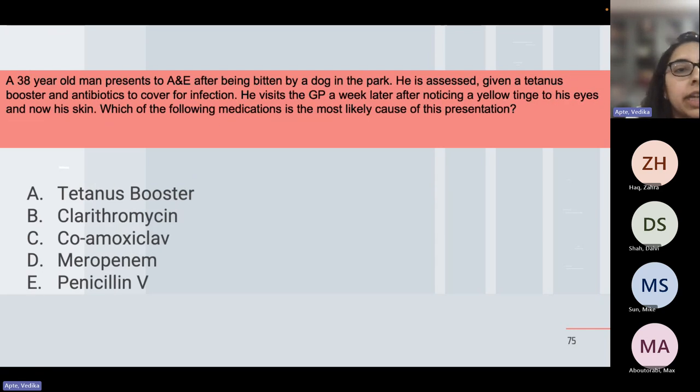Okay, a 38-year-old man presents to A&E after being bitten by a dog in the park. He is assessed, given a tetanus booster and antibiotics to cover for infection. He visits the GP a week later after noticing a yellow tinge to his eyes and now his skin. Which of the following medications is the most likely cause of this presentation? Any ideas?